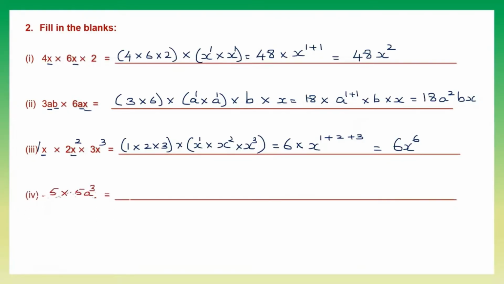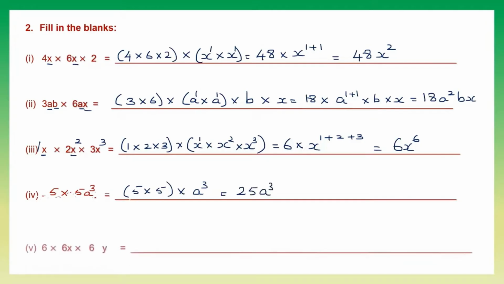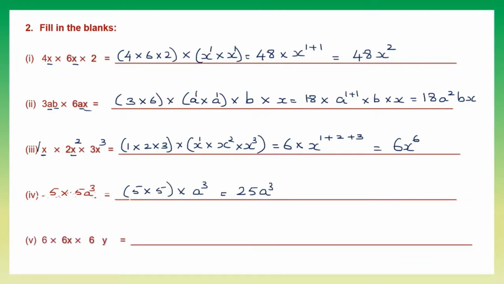Question 4. 5 into 5a cubed. So we'll write the numbers first. 5 into 5 into, we only have a to the power of 3. So let's multiply the numbers. 5 5s are 25, a to the power 3. So that's our answer. Question 6, let's go on to that.